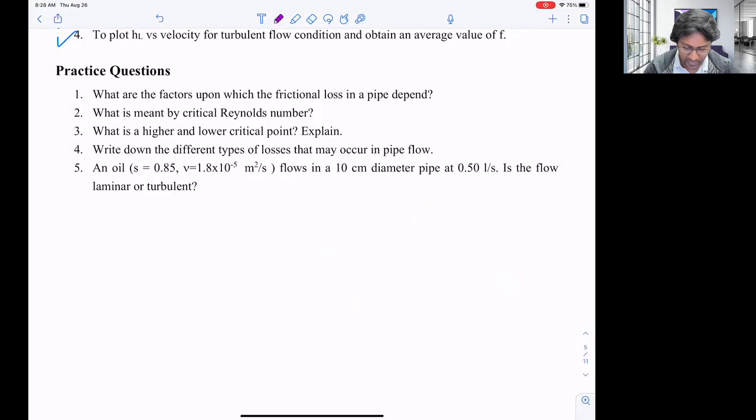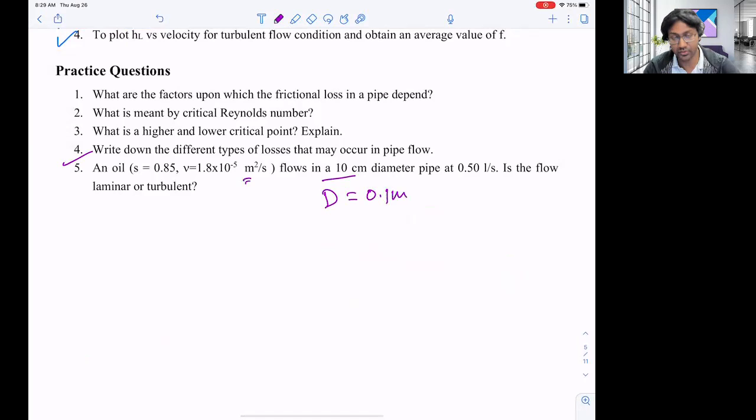And there is another final problem we have, where it is not water, the specific gravity is given as 0.85, and we have to calculate the value. The viscosity is given there, and the oil flows in a 10 centimeter diameter pipe, meaning D is equal to 0.1 meter.